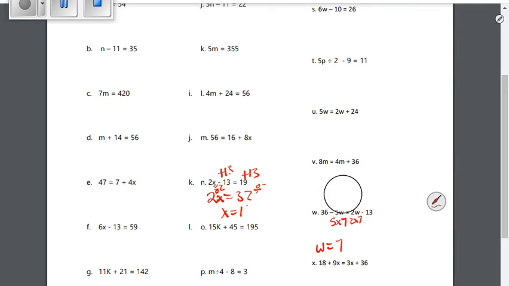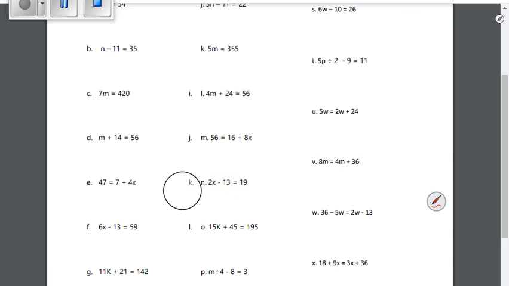Okay, so hopefully that gives you a little bit of insight. We are going to spend a ton of time on this. To me, this is one of the most important things you learn in grade 7, is how to move one thing on one side to the other by doing the opposites.